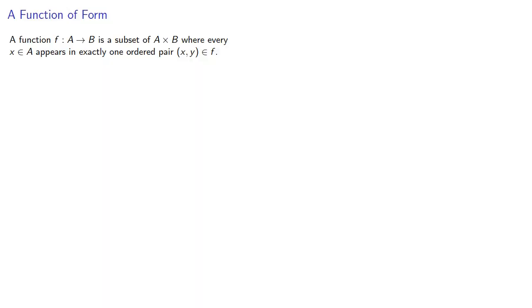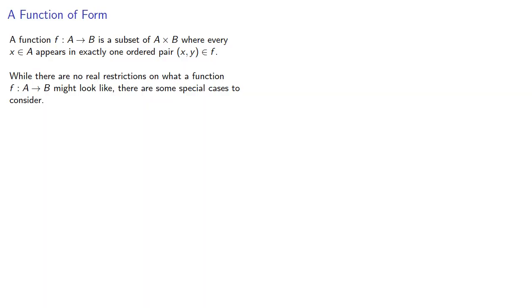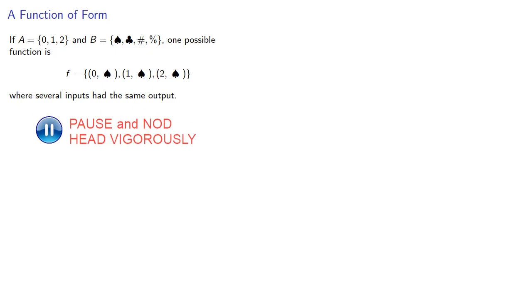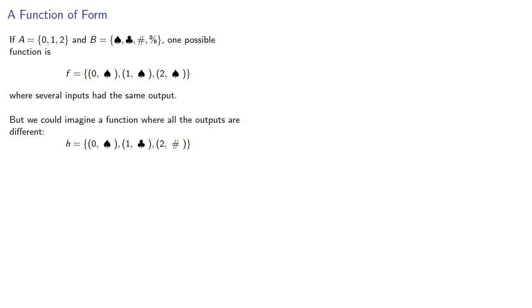A function is a subset of the Cartesian product where every element of A appears in exactly one ordered pair of our function. Other than that, there are no real restrictions on what a function might look like, but there are some special cases to consider. So if A is a set {0, 1, 2}, and B is some set of symbols, one possible function is, but here several inputs have the same output. But we could imagine a function where all the outputs are different, and this suggests the definition.